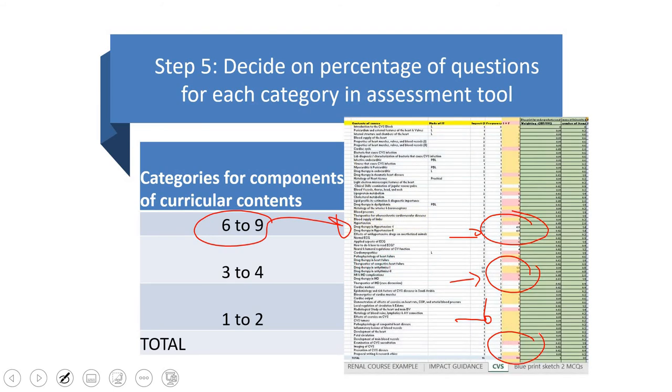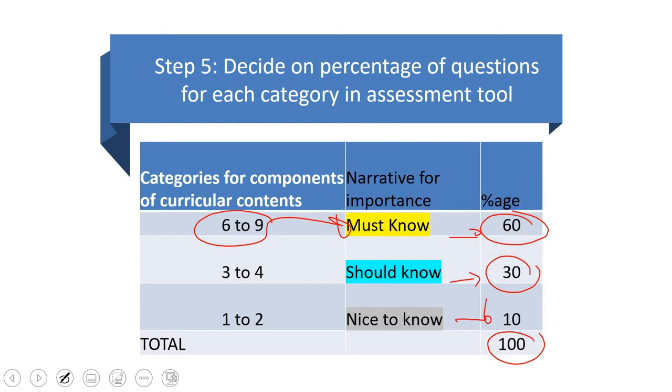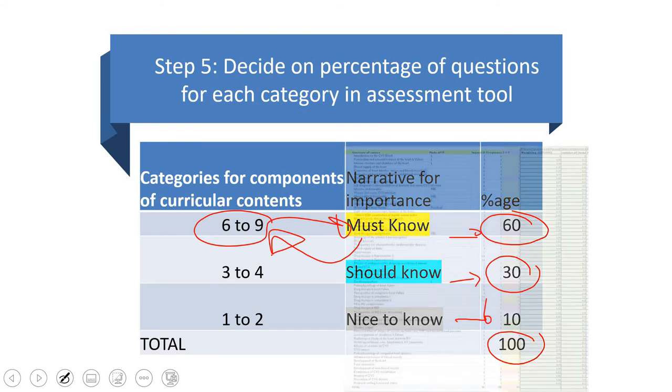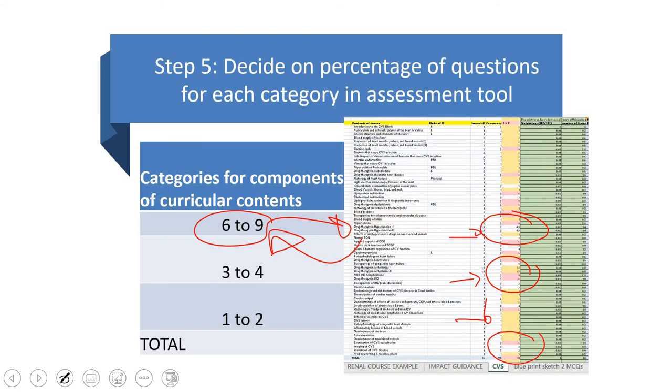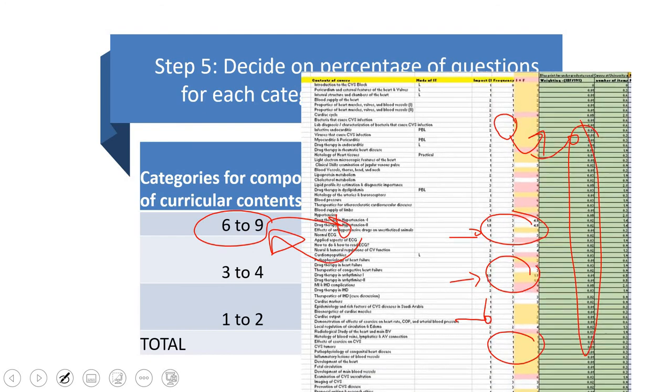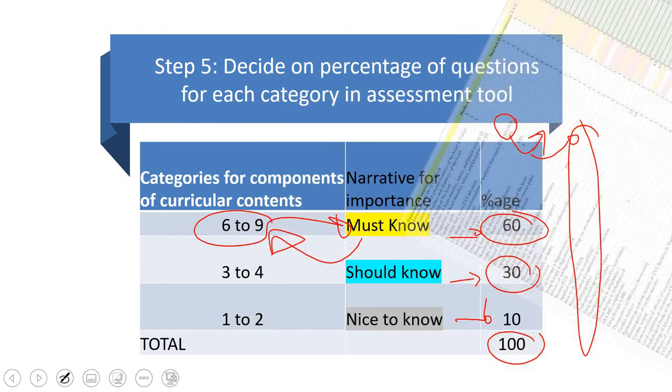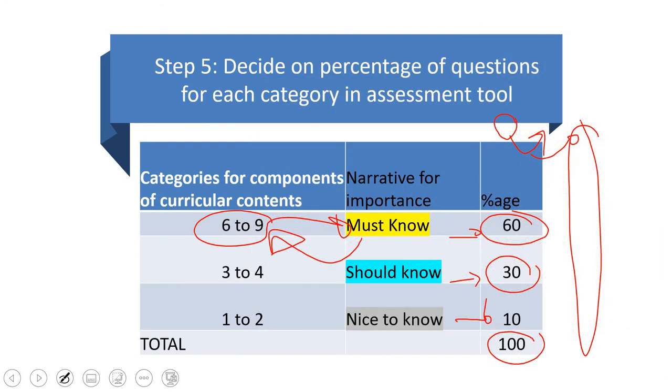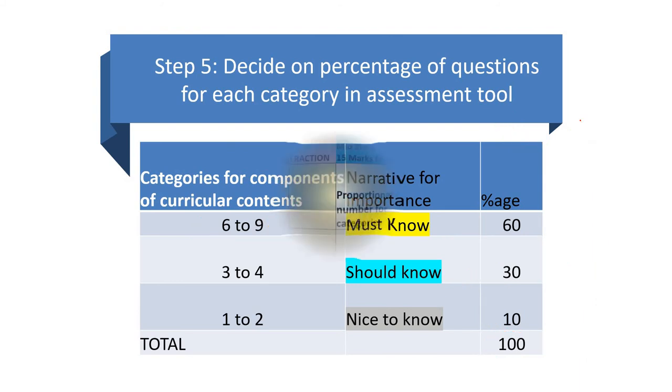And remember, this is where we came to know about must know, and where the 6 to 9 came from. It came from the Excel sheet. Once you multiply the impact with the frequency and get the weightage, you will get the number of items here, and this is the number of items that we got. Now decide on the percentage of questions.